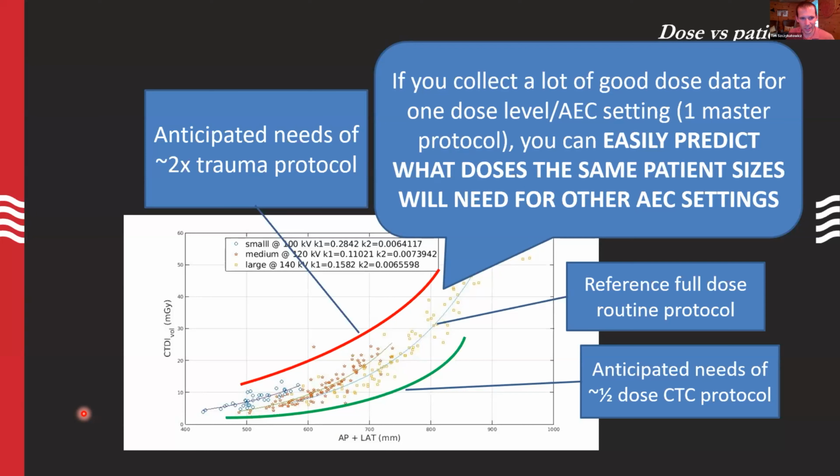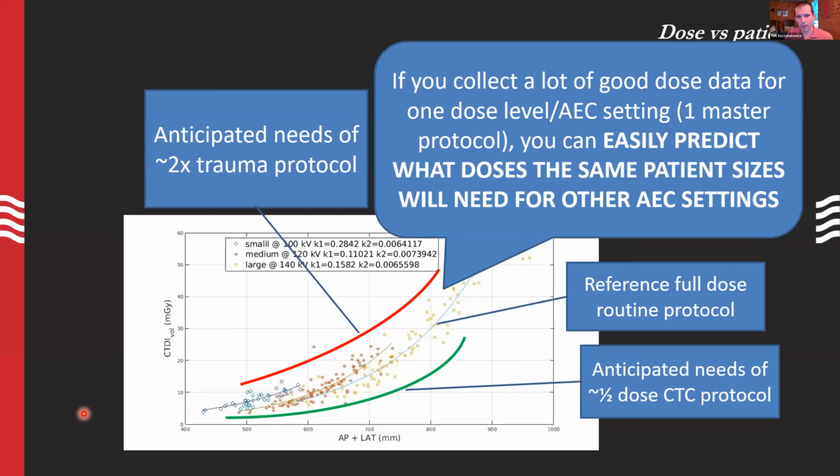Here I'm showing CTDIvol as a function of some size surrogate. All the size surrogates out there, like water equivalent diameter, effective diameter, AP, lateral, I'm probably missing a few, they're all pretty much going to be monotonic with each other. So as long as you can get some sort of a plot of a tube output, in this case CTDIvol, versus some kind of a size, you can do the important work you need to do to make sure that your protocols are tuned across patient size.